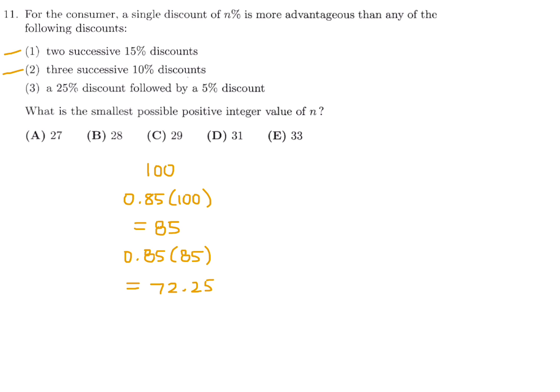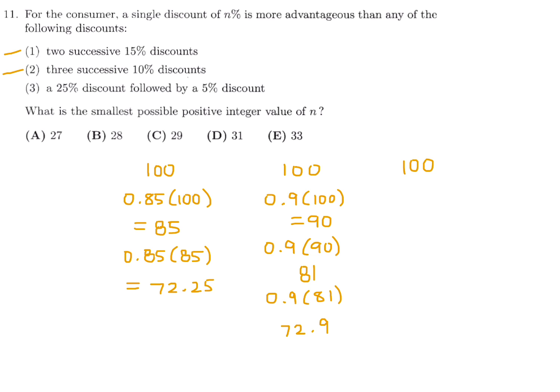Now let's look at 2, 3 successive 10% discounts. So the first discount you multiply by 0.9, you'll get 90. Then a second identical 10% discount times 90, and you get 81. And then a third 10% discount is going to bring you down to 72.9. Okay, now we look at the last one, a 25% discount, so 75 times 100, and that's 75, and then a 5% discount, so 0.95 times 75, and that brings you to about 71.25.